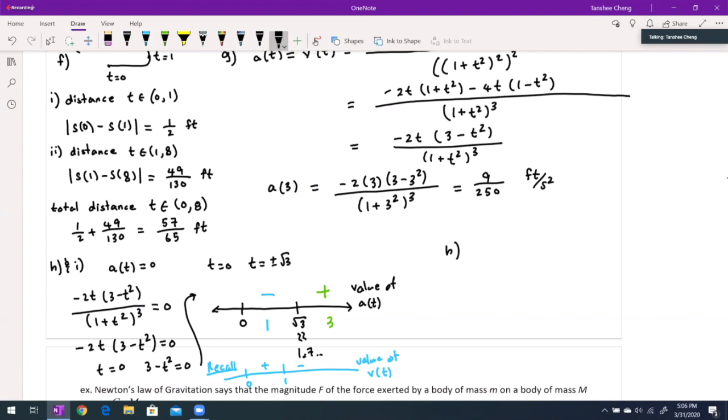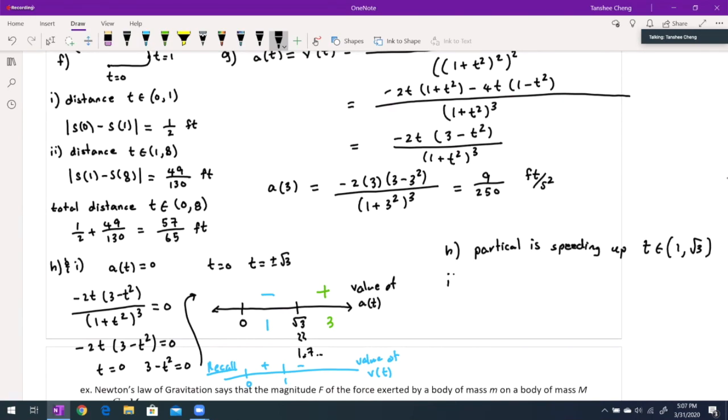So when is the particle speeding up? I can say the particle is speeding up on the time interval of, and notice that from 1 to radical 3, both of them have a negative value. So that basically tells me from 1 to radical 3 seconds, the particle is speeding up.